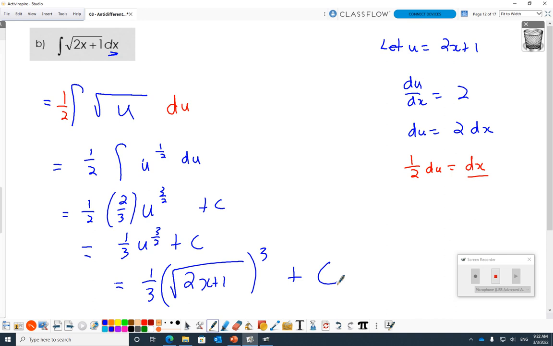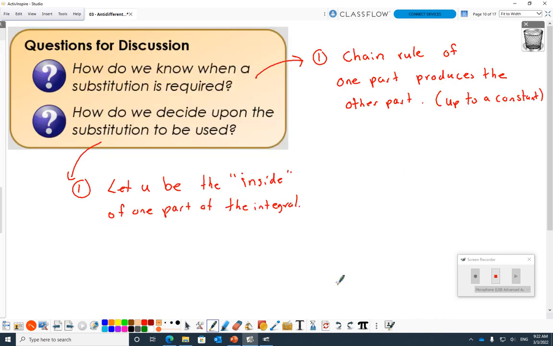Questions? Do I have to add anything on to my notes there at the start? It said, how do we know? Chain rule of one part produces the other part. Or, let's add to that, I think. No, I got it right there. I don't have to add on to it. Okay. Let u be the inside of one part of the integral. If you're just not sure what to do, let u be the inside of something and see what you get. So I'm trying to leave this open that it's sort of a recipe, but sort of a trial and error. Try it out. See what happens. Integrals are like that sometimes.